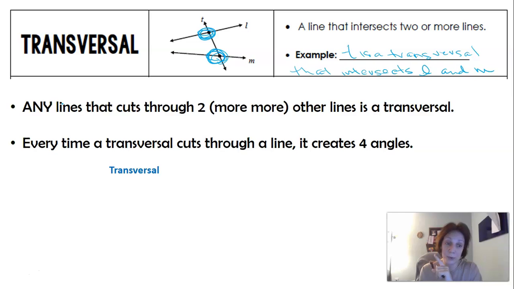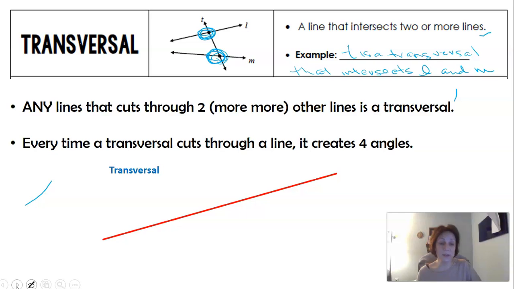And what's even more important to us is, what do I care if it's a transversal? Because every time a transversal cuts through another line, it creates what I call clusters of angles. It creates 4 angles. We're used to seeing these because we're used to seeing lines that cross. When we see 2 lines that cross, we know there's 4 angles there. But now that we're talking about transversals, we're going to see clusters of angles. So I'll show you what I mean if I can get my mouse to click. What's going on?